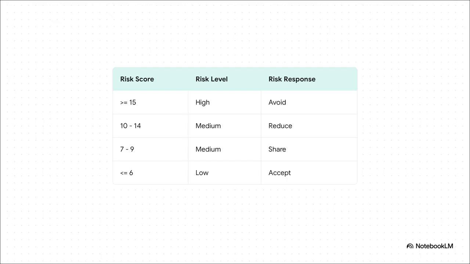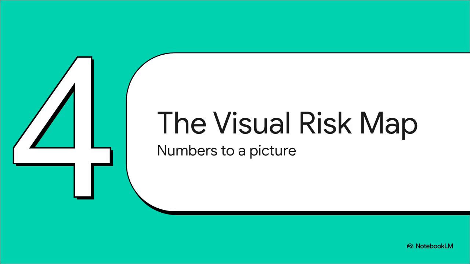And anything 6 or below is a low risk, where the right strategy is probably just to accept it. Think about it. A machine can apply this logic to thousands of risks in just seconds. Okay, so we've calculated, we've classified, and this is where it gets really, really good. We're about to take all those numbers and rules and turn them into a single, clear picture that literally anyone can understand in a glance.